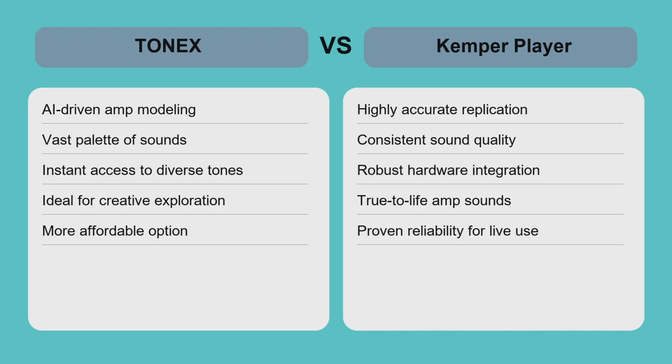TONEX may introduce slight latency and depends on software environments, while Kemper's hardware ensures stable performance. Cost-wise, TONEX is generally more affordable, but Kemper's investment brings hardware durability and proven reliability. For live performers valuing consistency, Kemper is ideal. For studio musicians or experimentalists, TONEX offers flexibility and innovation.